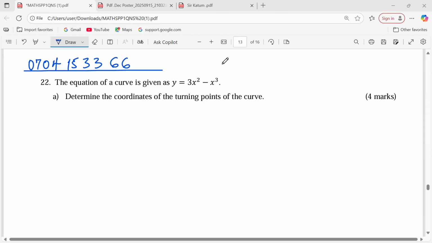We shall be discussing differentiation together with its applications in curve sketching, determining turning points together with their nature.